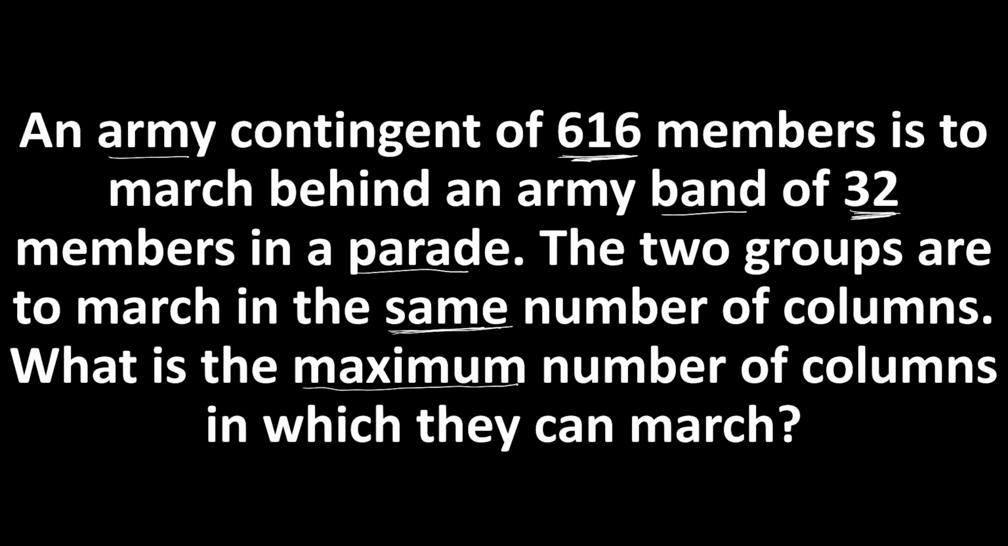So there are 32 band members. Behind them there is an army contingent of 616 members marching behind 32 members. So we have to find out if both of them are marching in the same number of columns, then what is the maximum number of columns in which they can march? Let's look at the solution.